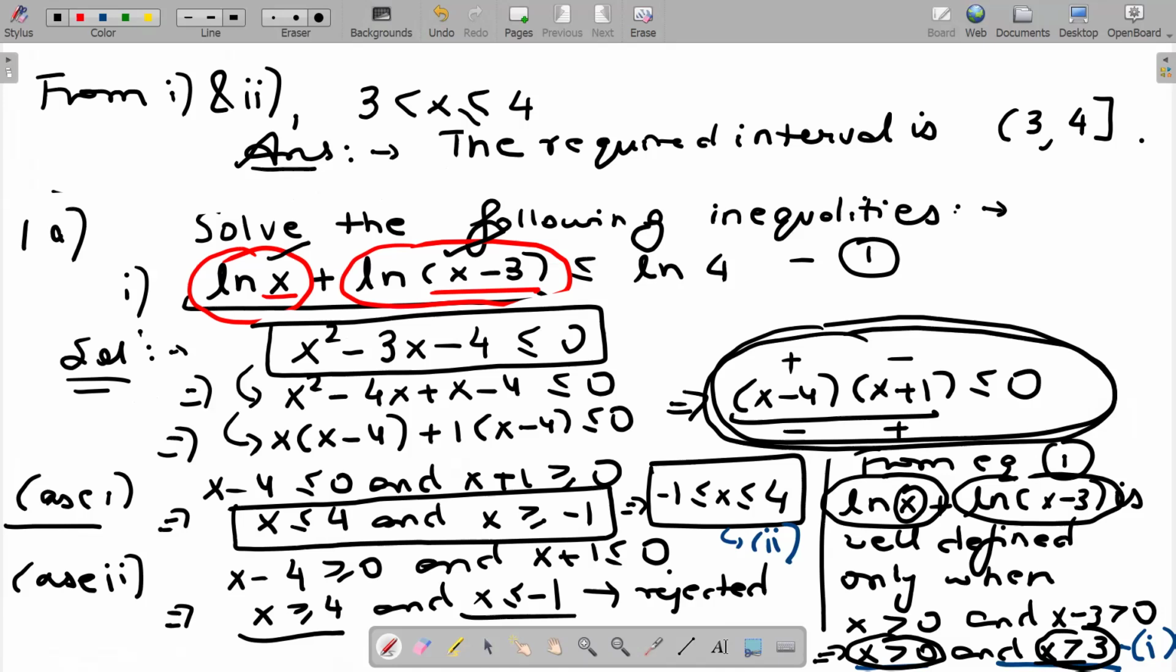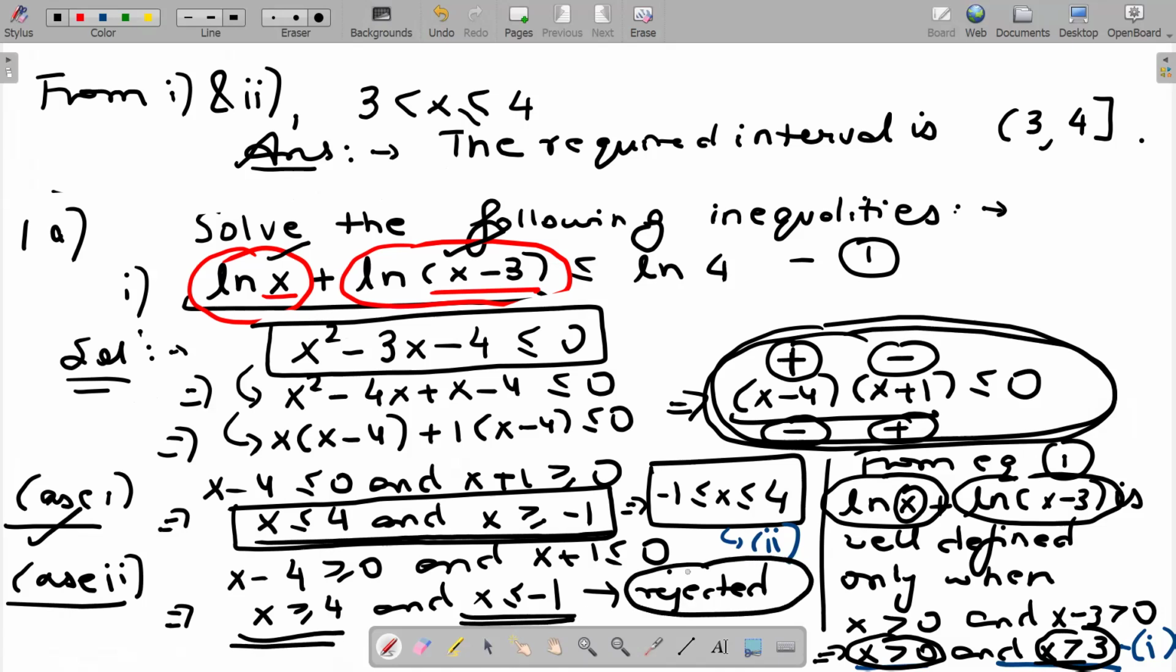Product of two terms is negative when either the first is positive, second is negative, or the first is negative, second is positive. I took all the cases. Case 1 was x less than or equal to 4 and x greater than or equal to minus 1. Case 2 was x greater than or equal to 4 and x less than or equal to minus 1. This case is rejected because you cannot have a situation where x is greater than or equal to 4 and at the same time less than or equal to minus 1. That means it only leaves us with this case.